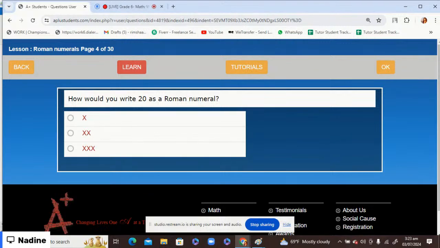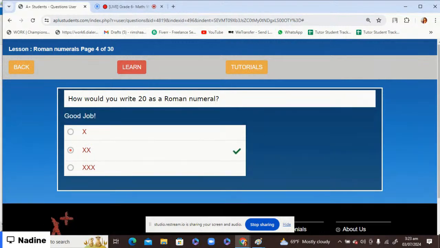Okay, now let's do this one. How would you write 20 as Roman numerals? As we know, 20 is 10 plus 10. So this is X and X, both X's together.